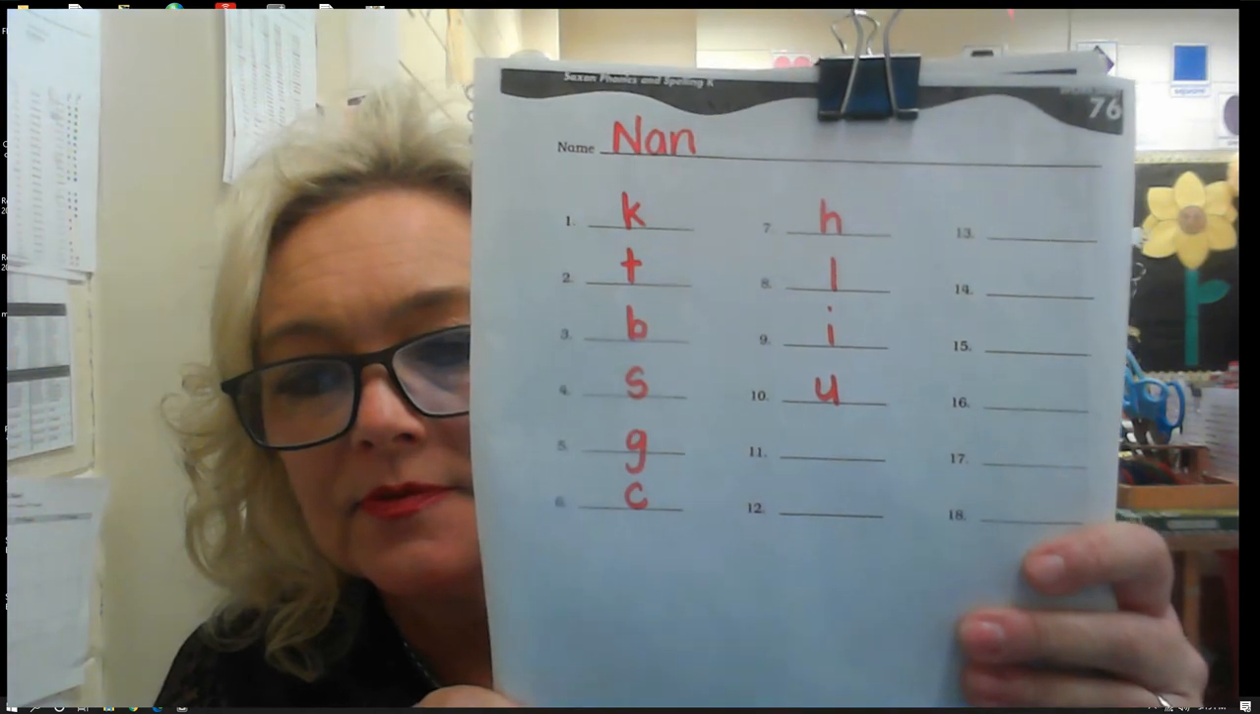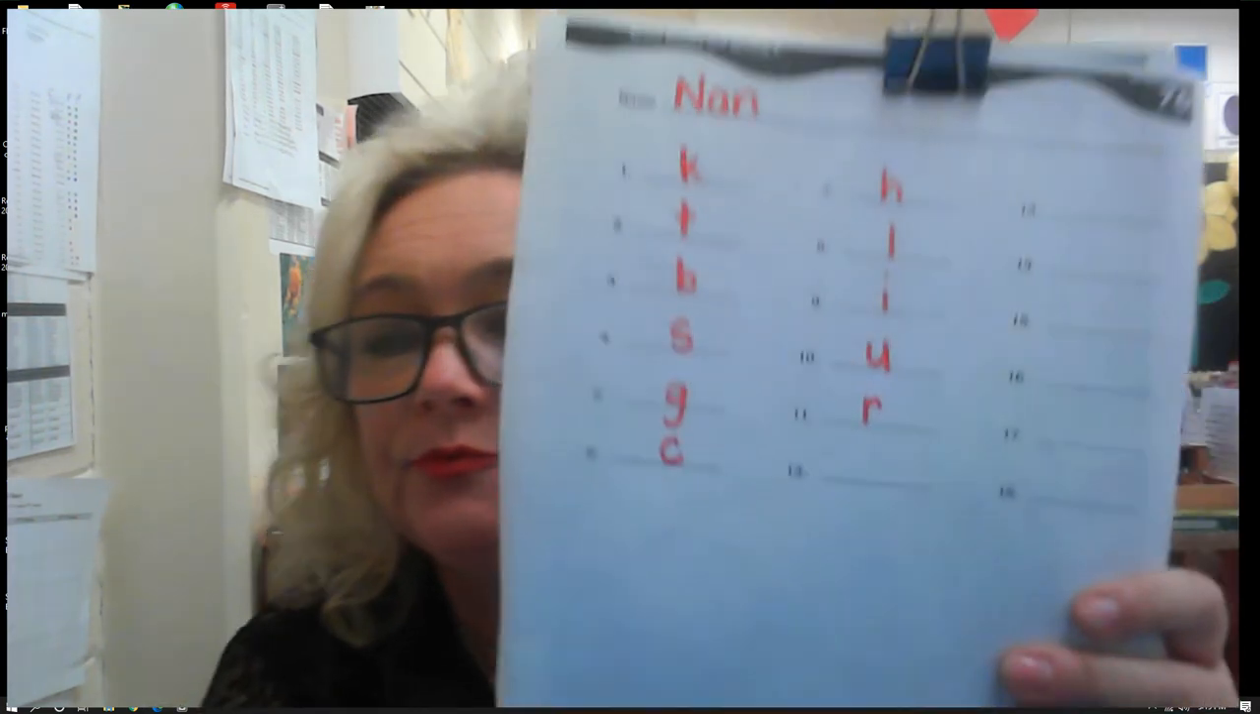Say the letter short U. Say the sound U. Say the picture umbrella. Write the letter short U. Say the letter R. Say the sound R. Say the picture rabbit. Write the letter. Say the letter, short A. Say the sound, A. Say the picture, apple. Write the letter.